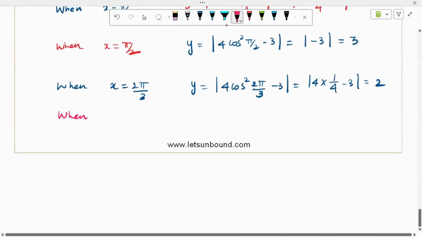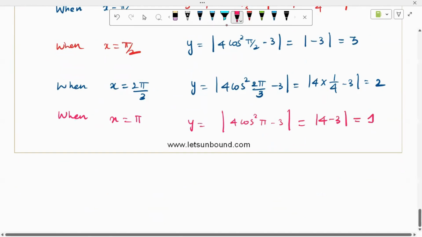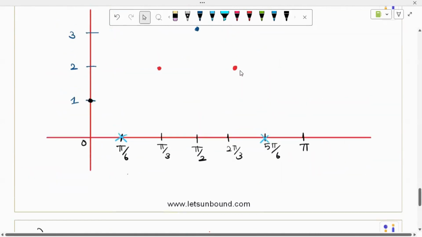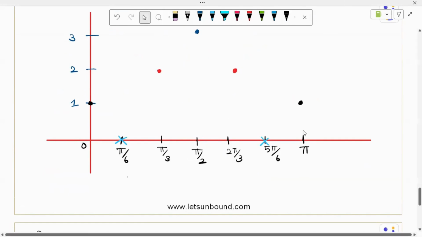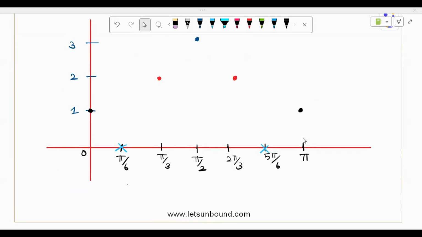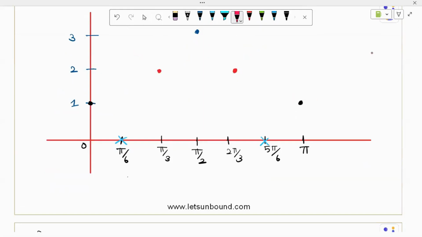So when x is equal to pi, y is equal to modulus of 4 cos square pi minus 3. And I know cos pi is -1, squaring it gives plus 1. Modulus of 4 minus 3 is equal to 1. And yes, 1. That's it, 0 to pi. We have the structure. And let's draw the sketch.